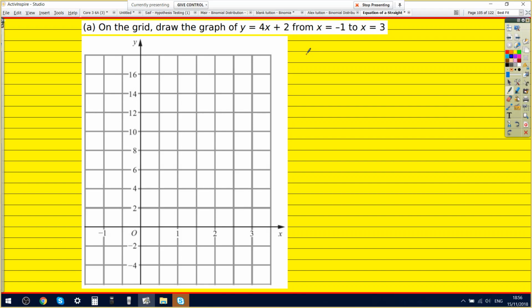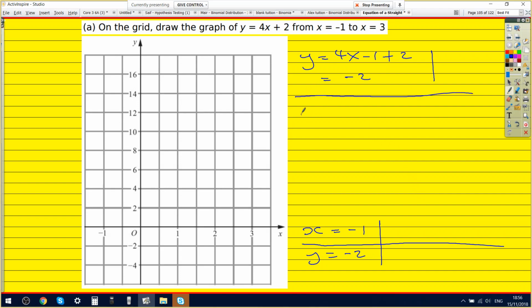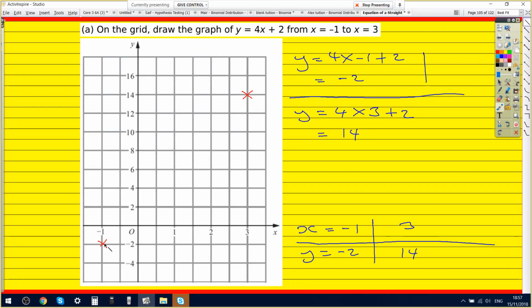Isn't it 4 times minus 1 plus 2? Yeah. 4 times minus 2. And the next one? So what is it? Y equals 4 times 3 plus 2. 4 times 3. 14. Mm-hmm. And what would you do next? Don't you plot them? Yeah. So minus 1, minus 2, 3, 14. And where should it cut through on the y-axis? At 2. Yep. And there you go.